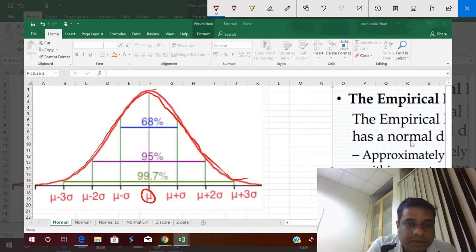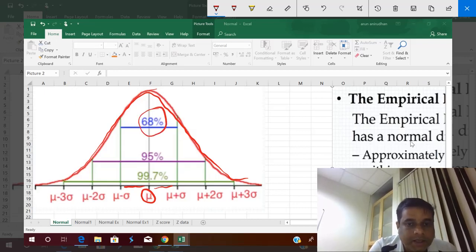And then another term I told you is standard deviation. That is how much far your mark is from your mean. Okay, that is standard deviation. So if it is one standard deviation away to the right and one standard deviation to the left, between that lies 68% of the students in our class.